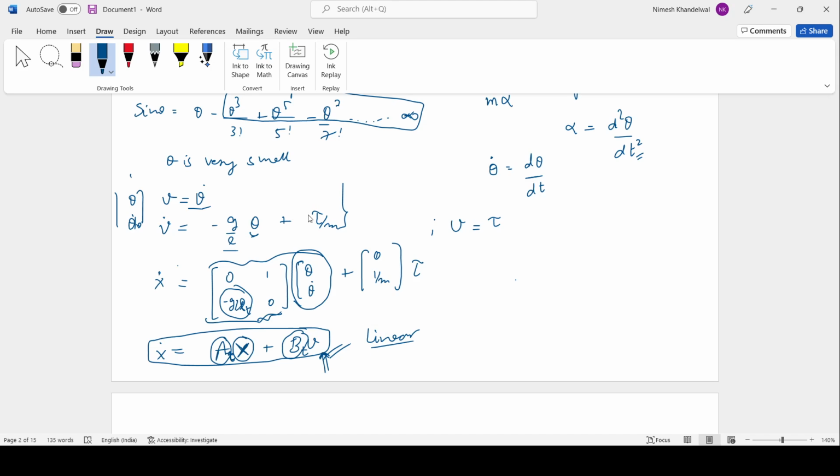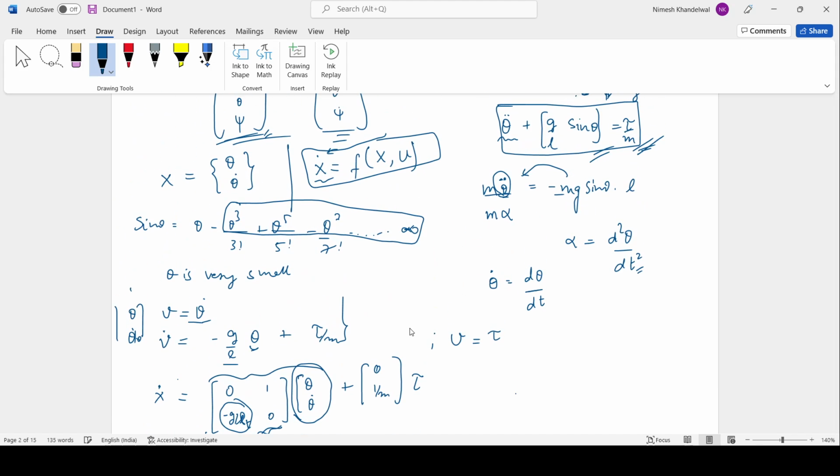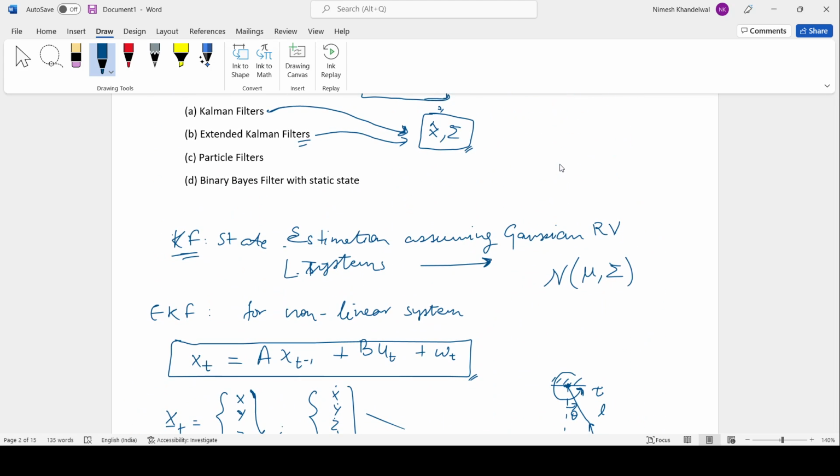That is what kind of system it is, and how we can convert a non-linear system into a linear system. Essentially we linearized this non-linear system into a linear system. How did we linearize? By reducing the value of theta. Yes, by linearizing the non-linear part.